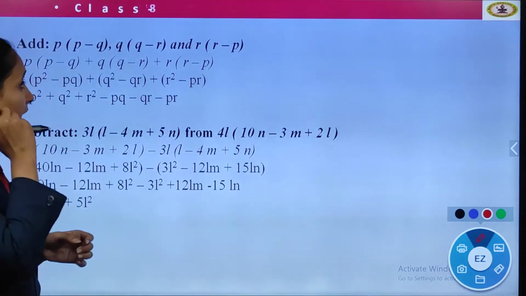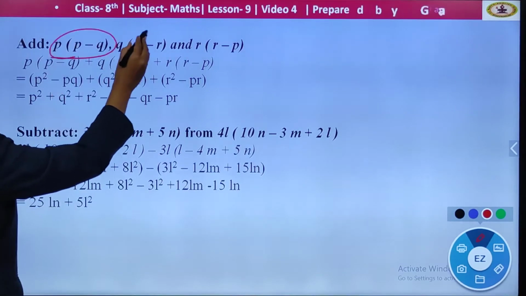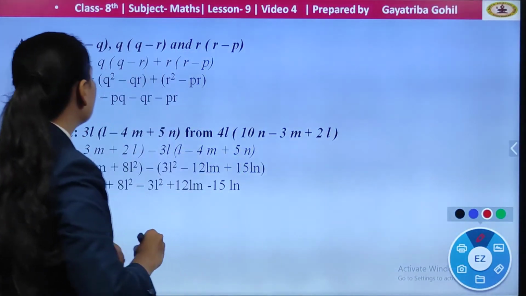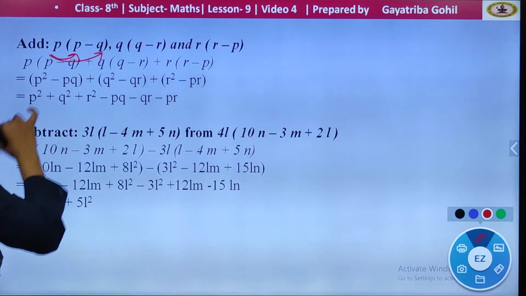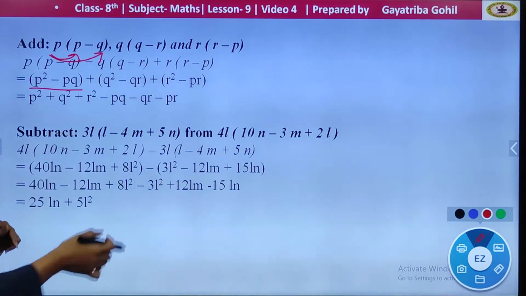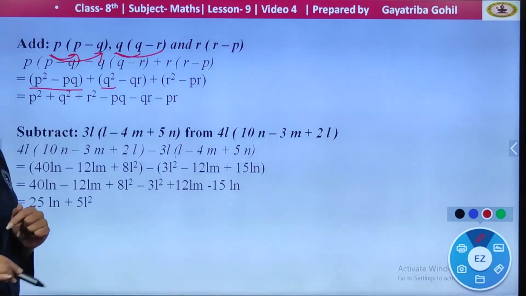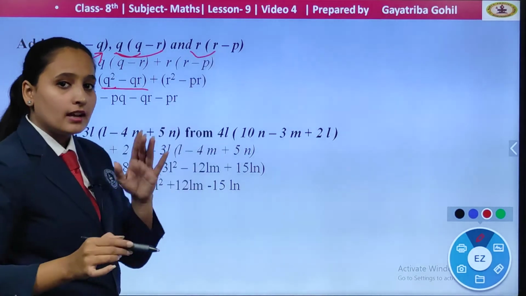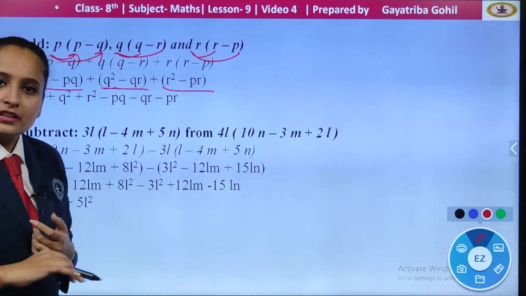Okay. Now, we have to add these expressions, but first you will have to open the brackets and multiply these things. Okay, how do we do that? Come on, let us go one by one. Here p into p will give you p square, minus p into q will become pq. So, p square minus pq, this is the first bracket. Second, q into q, q square, minus q into r, qr, this is the second bracket. r into r, r square, r into minus p, minus pr, this is the third bracket.